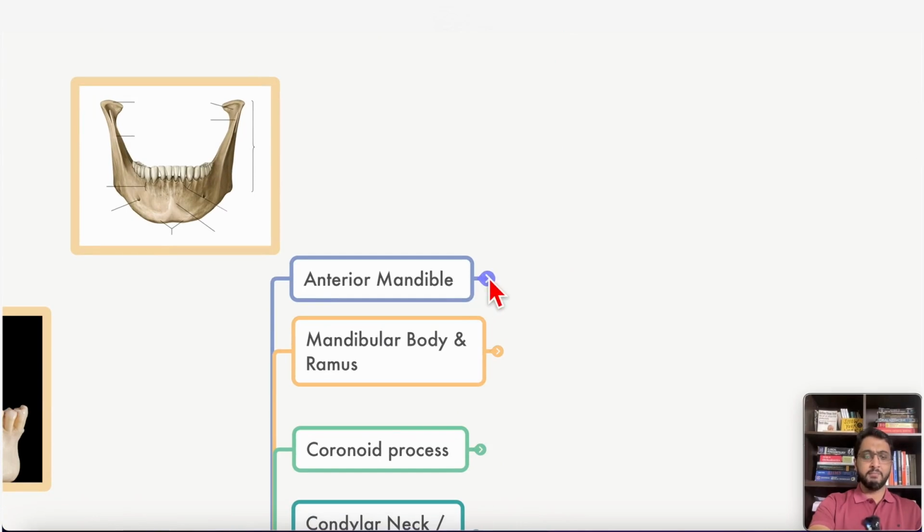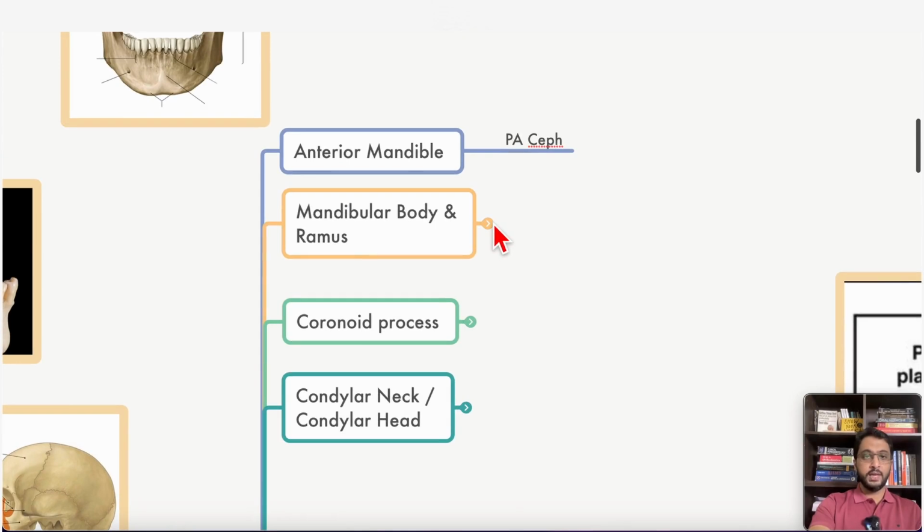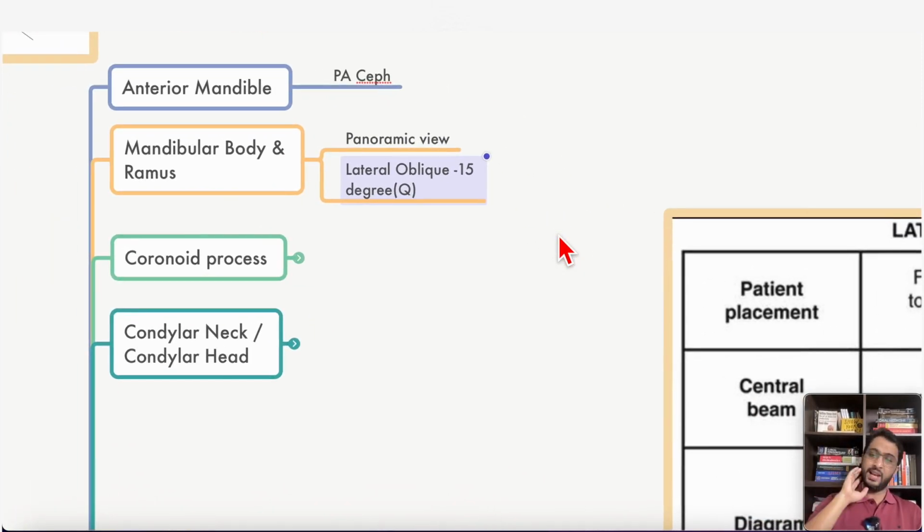Anterior mandible, we said it's PA ceph, along with your anterior maxilla, we saw. So there is no confusion. The mandibular body and ramus, it's going a little bit back. This is where your OPG, panoramic view, comes into play. Now you can also use your lateral oblique view. It is not shown in the image, that lateral oblique side view. Lateral oblique is a slight tilt of 15 degrees. The patient is asked to tilt slightly, 15 degrees, and you get the body and ramus. Now this is a question for you.